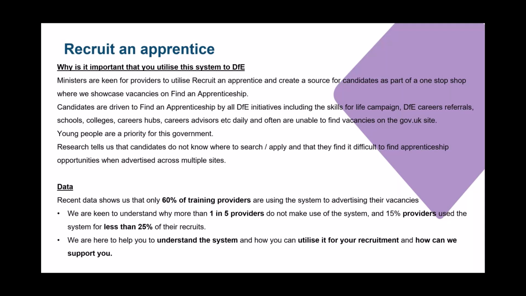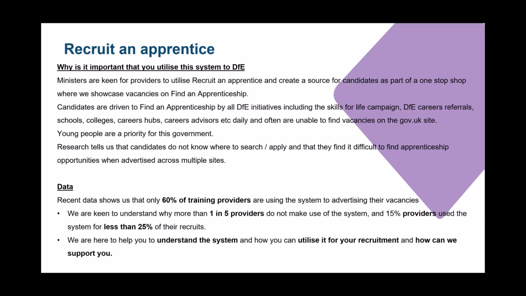So to start with, why is it important to us that you use the service? One of the big ministerial ambitions is to have a one-stop shop for apprenticeships. This is because we often get a lot of feedback, and research tells us that candidates find it very difficult to search and apply for apprenticeships when they're across lots of multiple sites, and that they would like one shop where they're able to look for apprenticeship opportunities within their localised areas. And so we've been working over the last couple of years to really try and increase the number of providers and employers that are using Recruit and Apprentice.